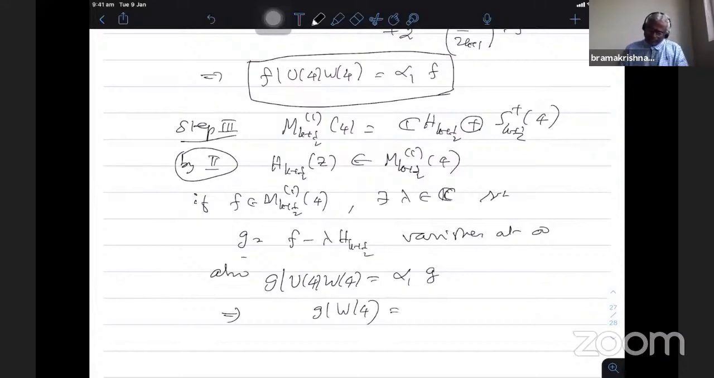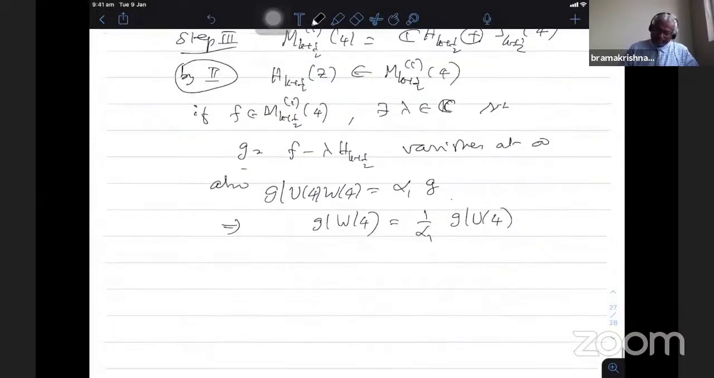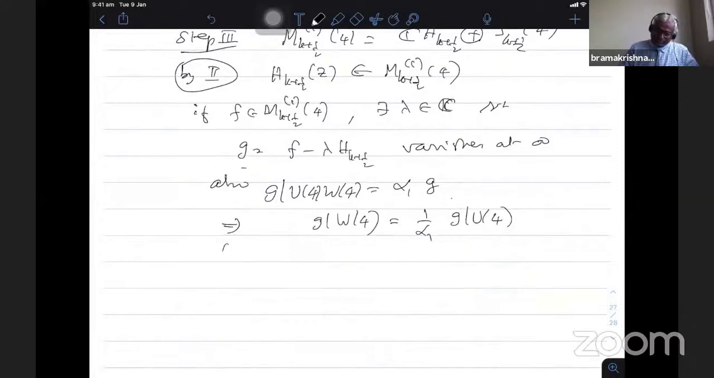I apply W4 and alpha 1 to the other side, 1 by alpha 1 G|U4. So I apply W4 to both the sides. The square is identity. Therefore, the left hand side becomes G|U4, the right hand side becomes alpha 1 G|W4. Therefore, G|W4 is 1 by alpha 1 G|U4. Now note that W4 is the matrix (0, -1; 4, 0). It takes infinity to cusp 0.